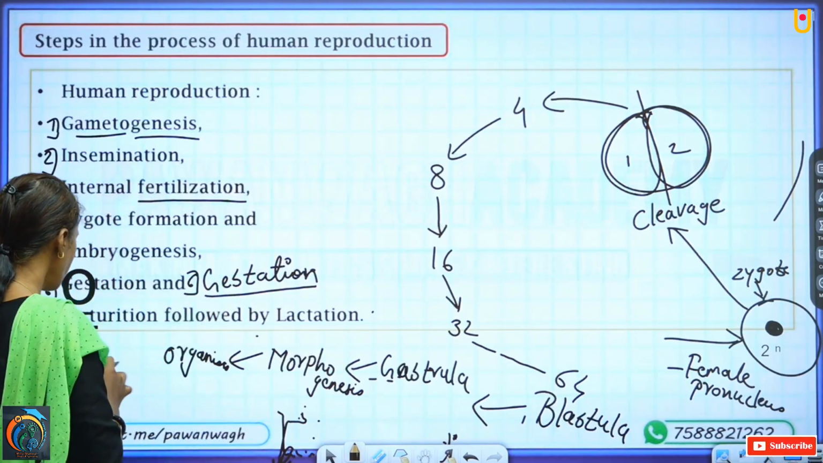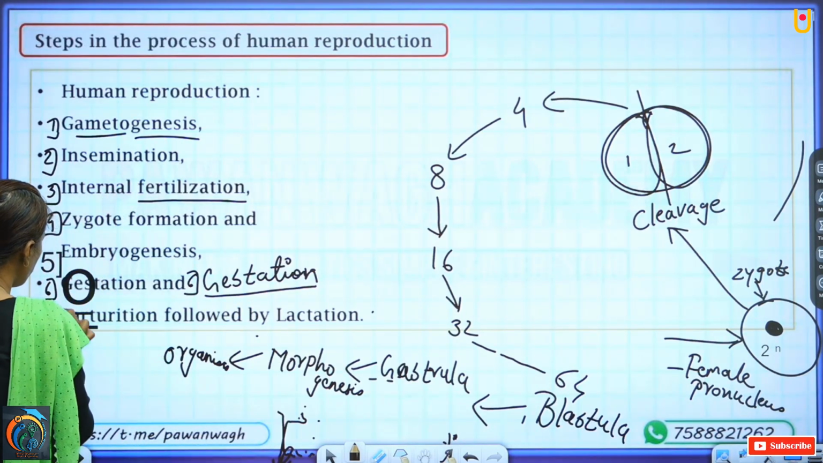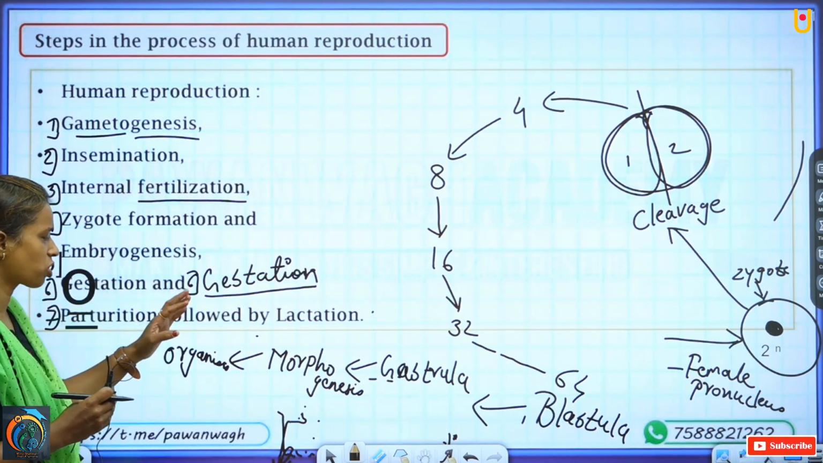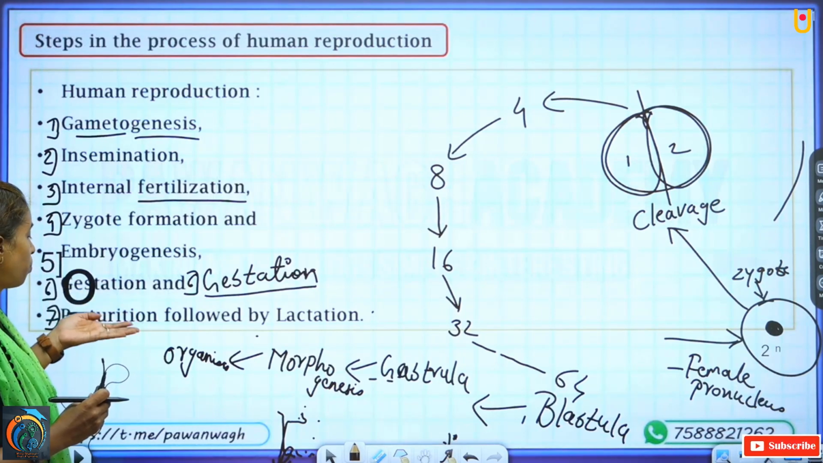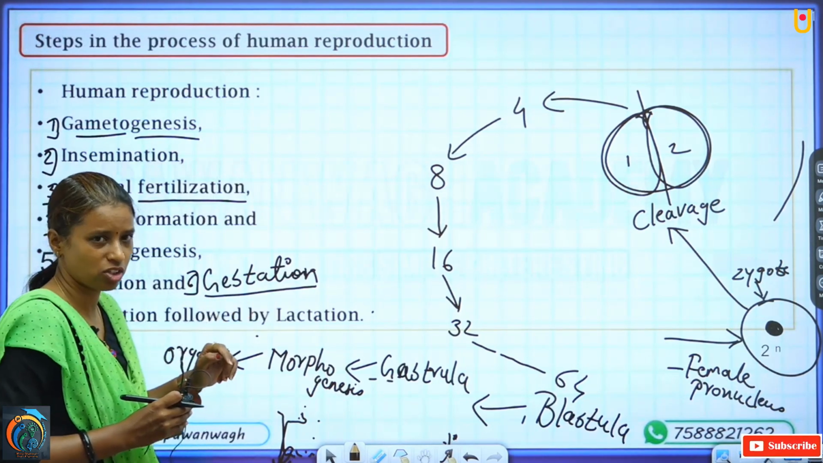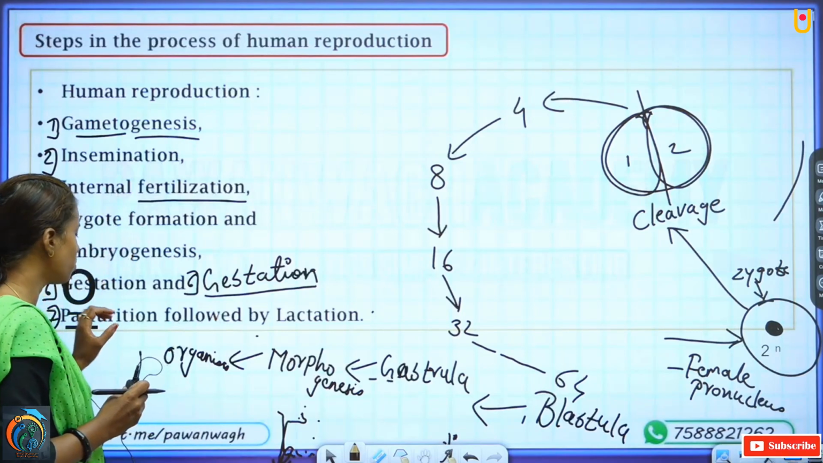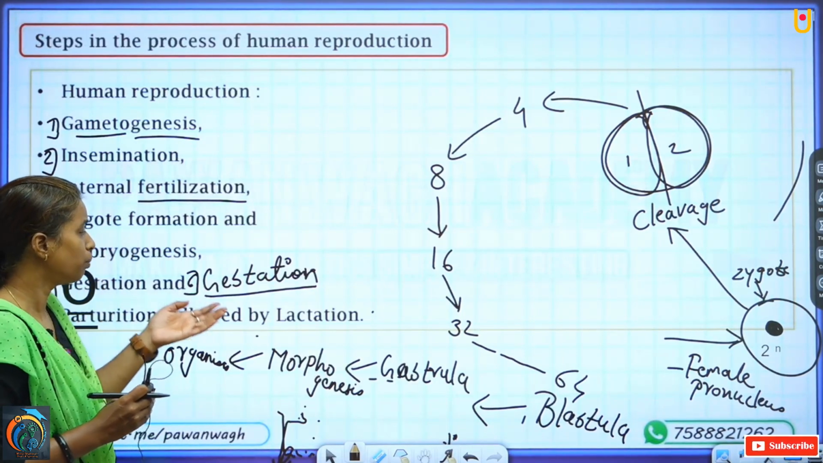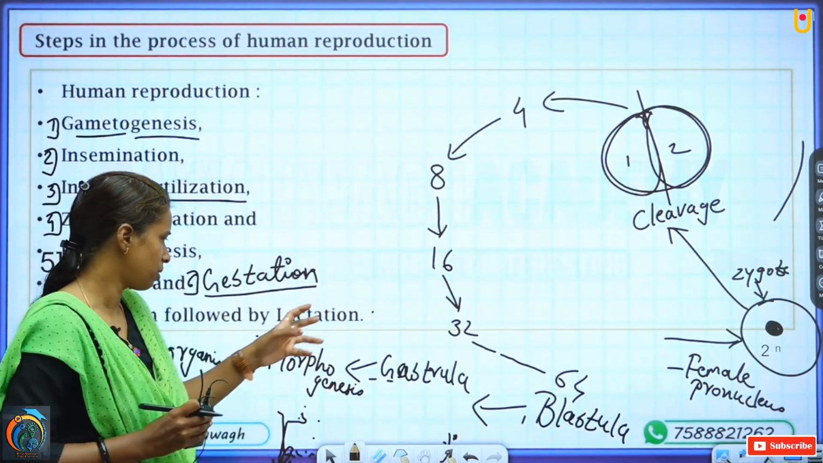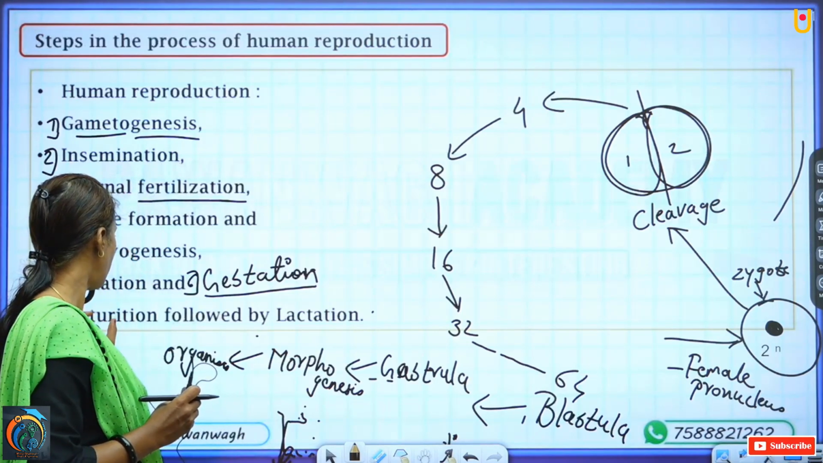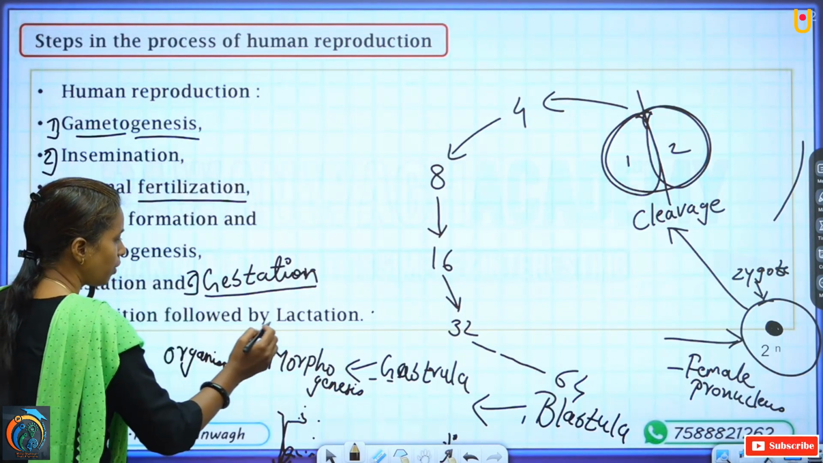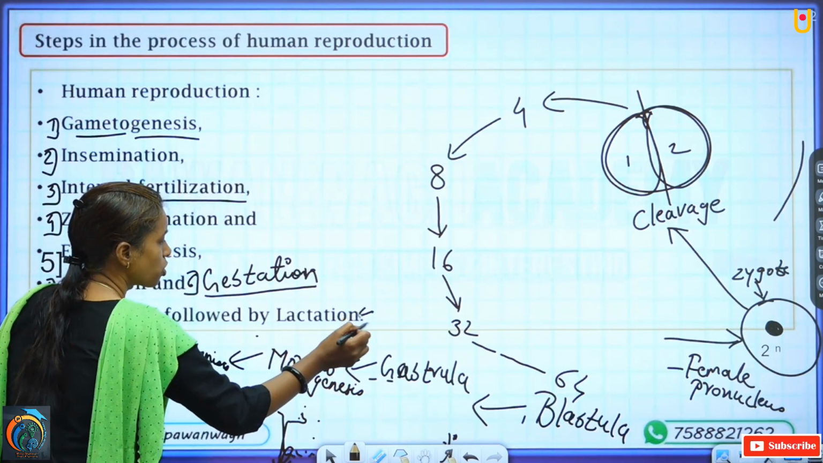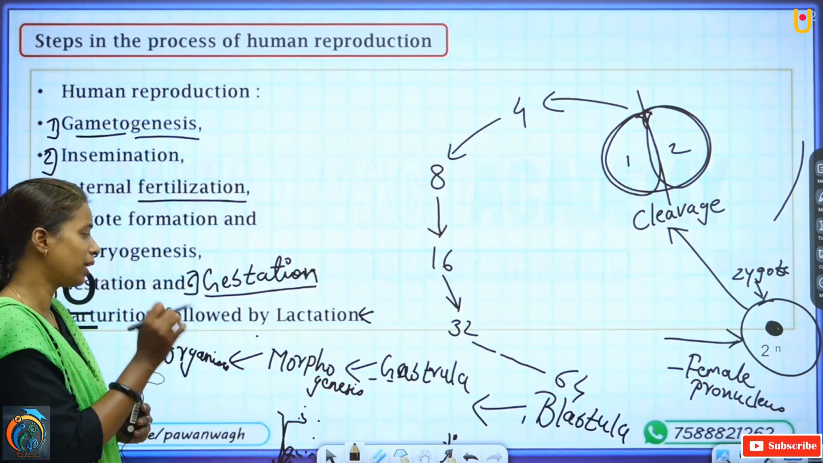Okay. Now the last step of human reproduction is parturition, and this step of parturition is followed by lactation. How? Parturition means delivering the baby out of the uterus. But after this parturition, what happens? The process of lactation will also take place through the mammary glands.